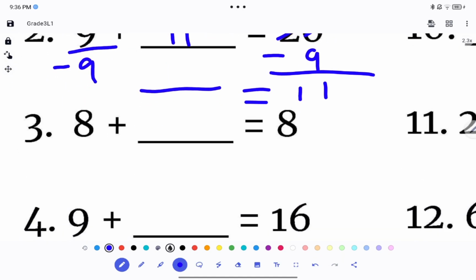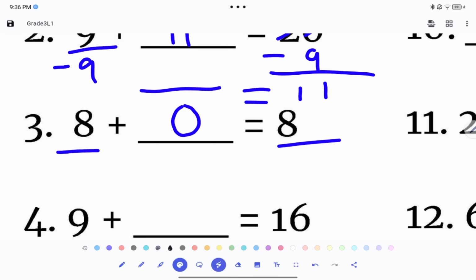Alright, now here's a cool trick. You can see that some number plus another number is equal to the same exact number. How can that work? Well, what if we just add nothing to that number? 8 plus 0 is still equal to 8, right? So we can just fill in a big fat 0 over here to make this true, because 8 plus 0 is equal to 8.